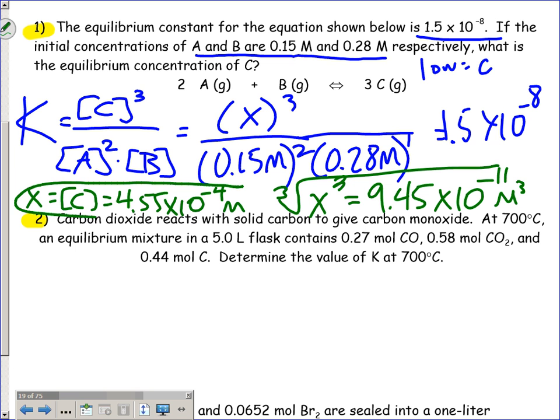All right. Does that match our hypothesis? Yes, it's a very low value. It makes sense. The products are not favored. You should have very few products being formed, and relatively much more reactants present. Now these are conditions that say at equilibrium.